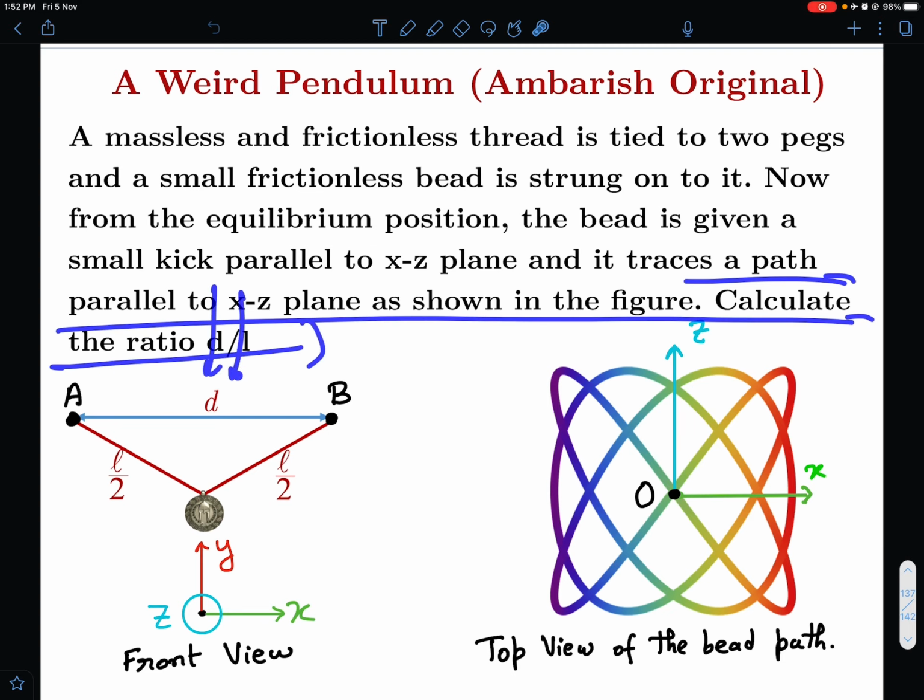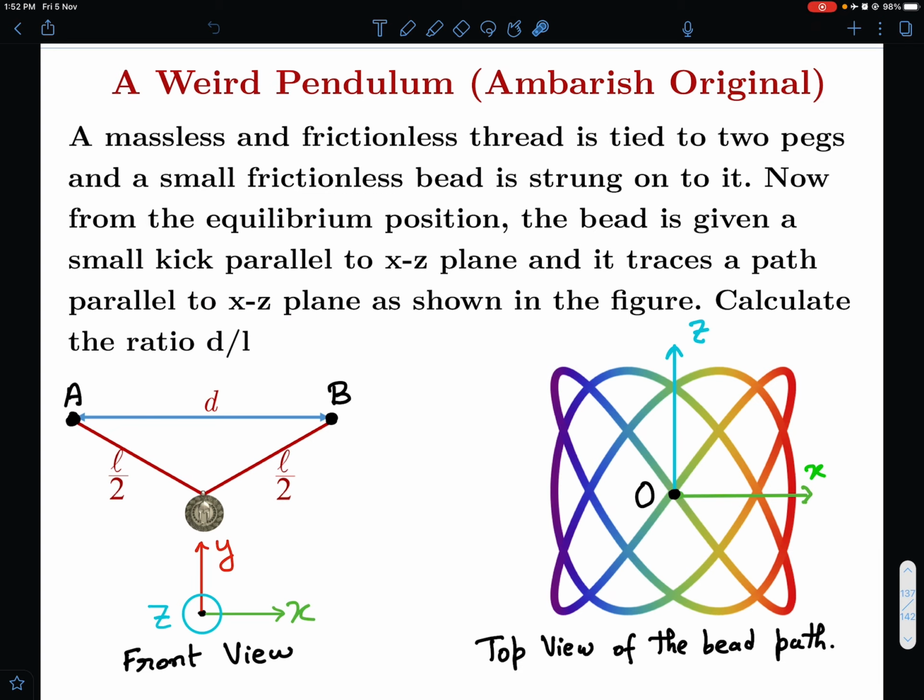It is given that it traces a path parallel to the xz plane, as shown in the figure. So in the top view, it will have some motion in the xz plane. Suppose you have given it a kick in this direction. It is tracing a path. What kind of path? It is going like this, and then it is coming like this, and it is going like this, moving along this path, and then it is coming back to the same place. So obviously it's a periodic motion, because finally it's a closed path. From wherever it starts, it finally closes onto itself.